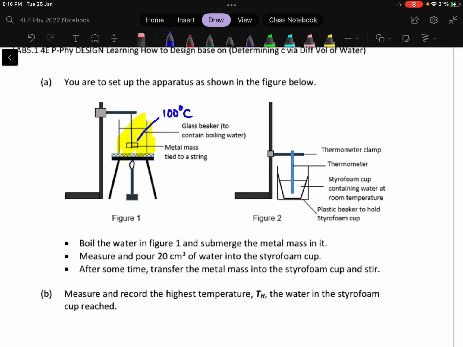Then you transfer this hot metal into different volumes of room temperature water. When you put the hot metal in, the heat will transfer to the room temperature water, and you will be able to record the temperature rise in the room temperature water. Then you redo the entire thing, but this time you will lower the very hot metal into a larger volume of water, and then you will get another temperature rise. So basically that is the flow.